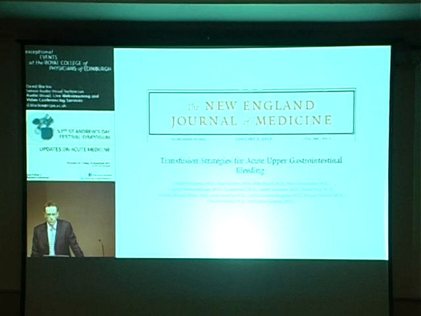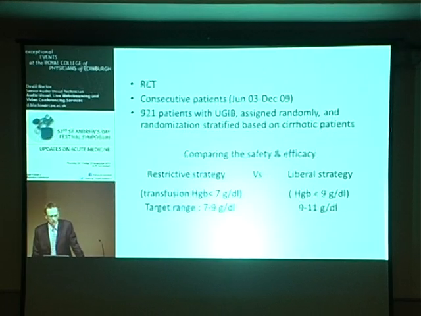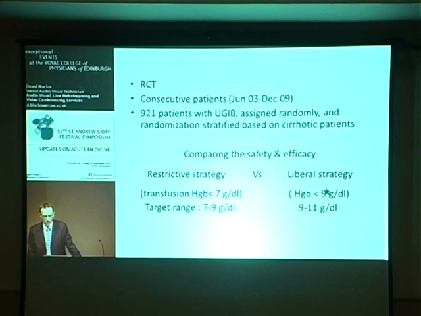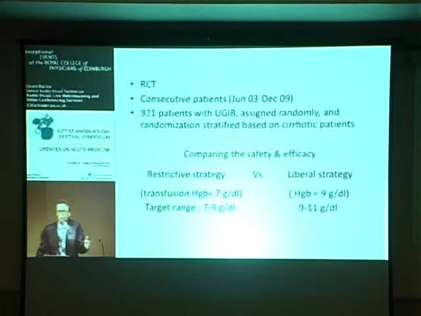Now that's an interesting observation, but this has been brought into sharper focus recently with data from the New England Journal of Medicine, which identified 2 different strategies for blood transfusion in patients presenting with acute GI bleed. The first was a restrictive strategy aiming to transfuse patients whose hemoglobin had fallen below 7, with a target range of 7 to 9, and the second was a liberal strategy, with a transfusion threshold of hemoglobin below 9 and a target of 9 to 11.